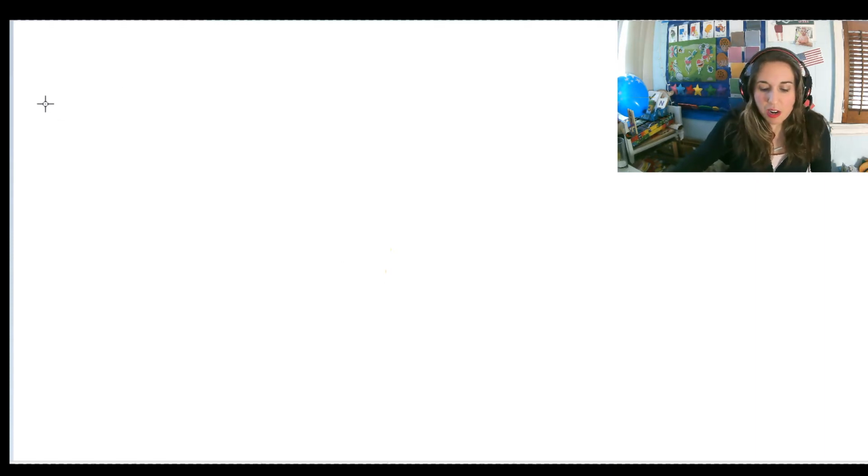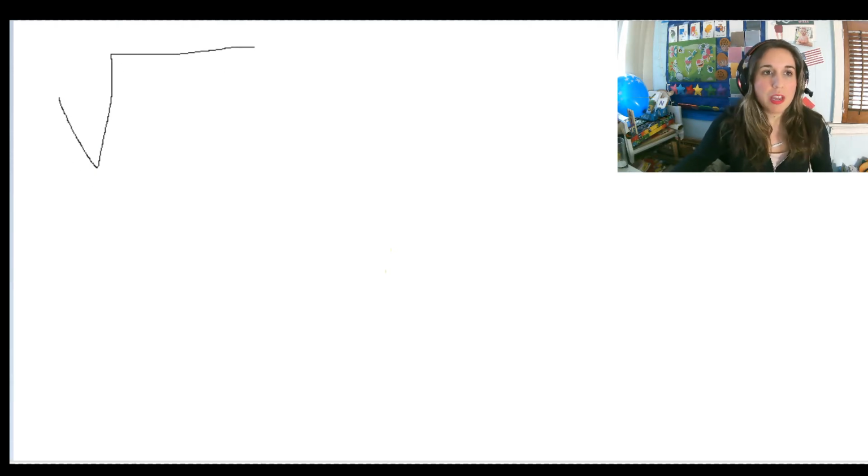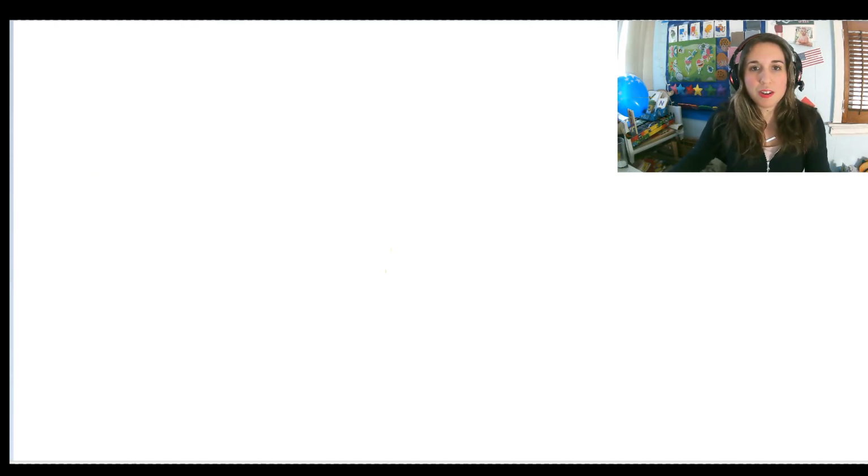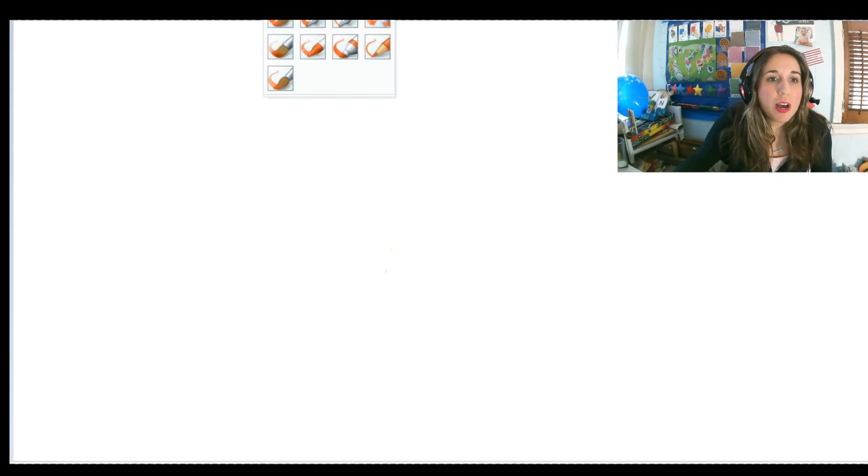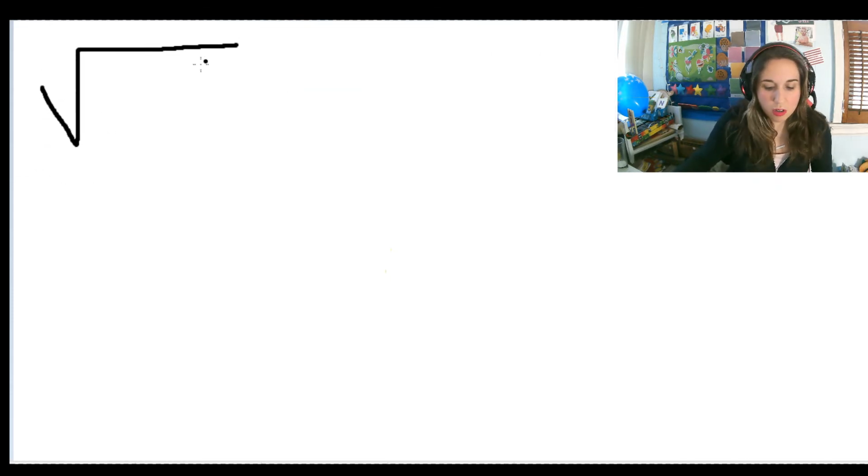Okay, so my first example that I want to look at is this right here. And you know what? I am going to make that a lot thicker so you guys can see it better. Okay, let's get started. So I would like to look at the square root of 16x squared.